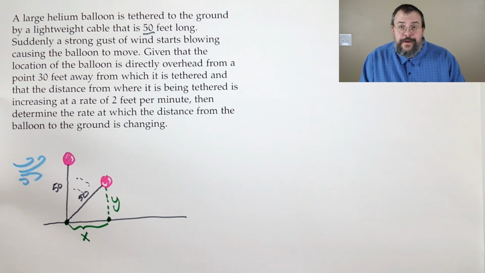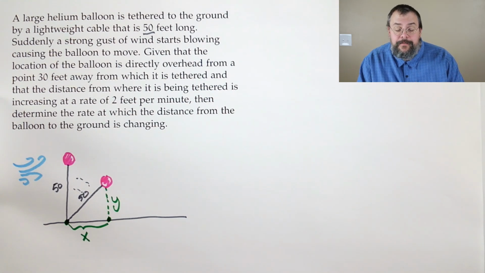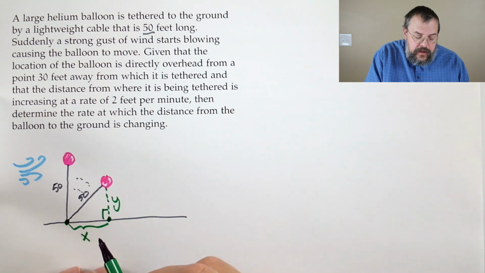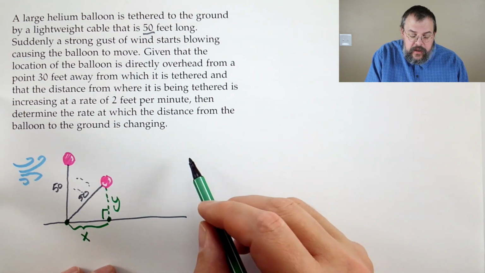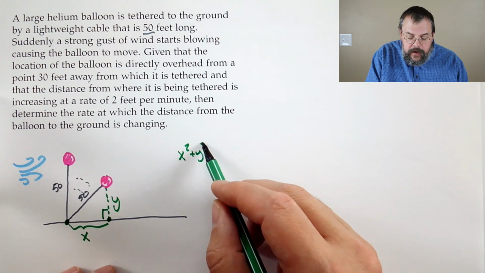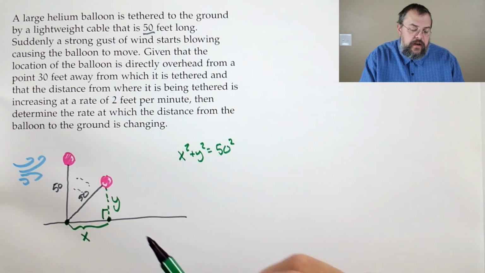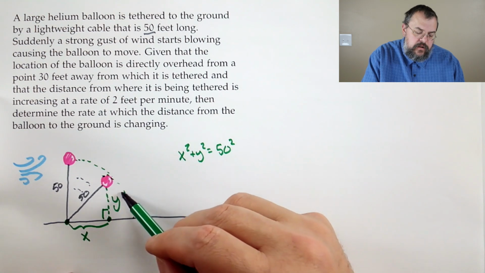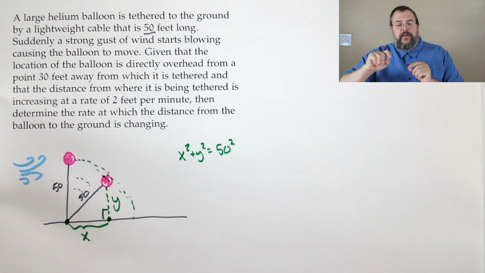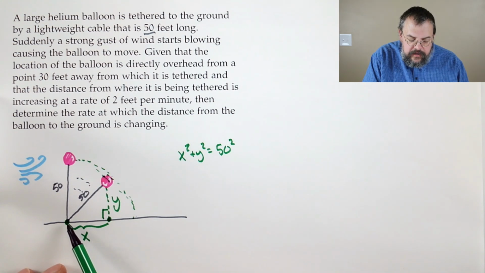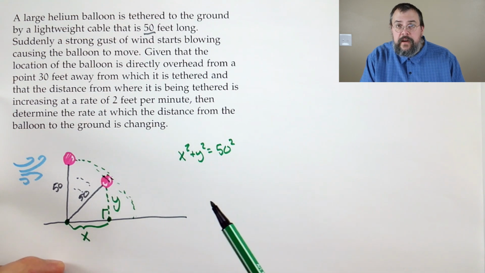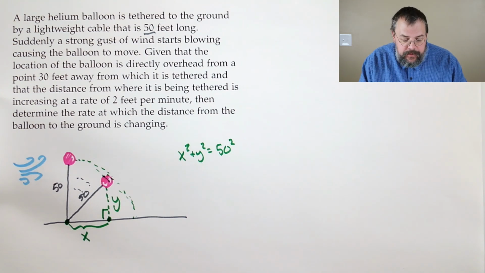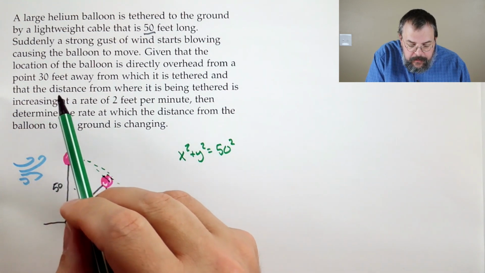Now, the question is, what's the relationship between x and y? We can actually figure this out. In fact, the picture is very telling, because we see x squared plus y squared equals 50 squared. Another way to see that is, as this balloon moves, it's going to move along a circle, because it's always going to be 50 feet away from where it's tethered. So it's a circle. We're thinking of this point as (x, y), so x squared plus y squared equals r squared. Good. All right. Well, so there's our relationship. That was pretty good.